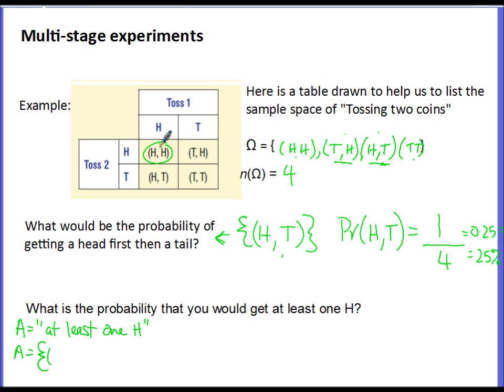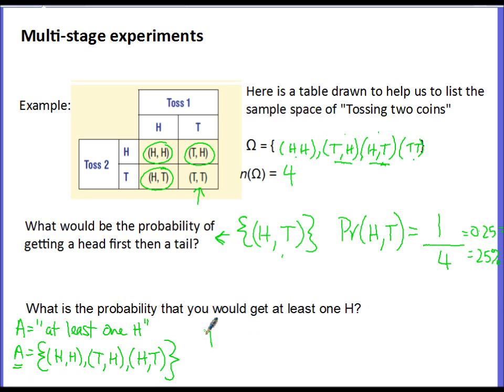this is in it, because that has 2 H's. This has 1 H, so that's in it. This has 1 H, so HT is in my event space, but this doesn't have 1 H. So I have 3 possible outcomes in my event.